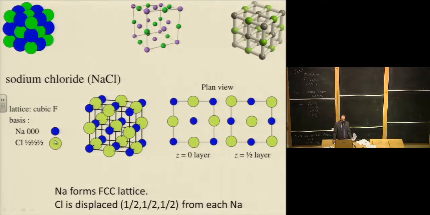Notice also that it's not unique how I describe the position of the chlorine with respect to the position of the sodium. I could have told you that the chlorine was displaced 1/2, 0, 0. That would give you the equivalent structure. Or I could have decided that chlorine was my 0, 0, 0, and sodium was displaced from it. That would also give you an equivalent structure. So there are various different ways to describe the same lattice.